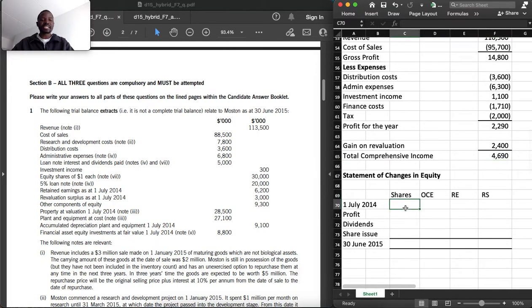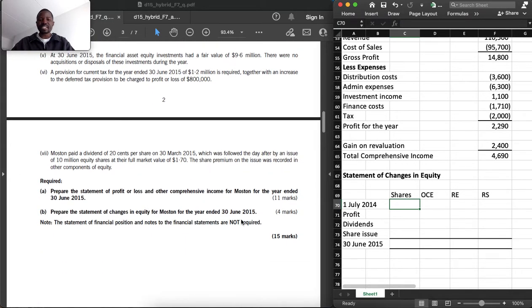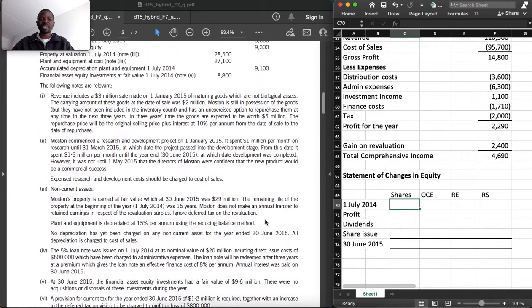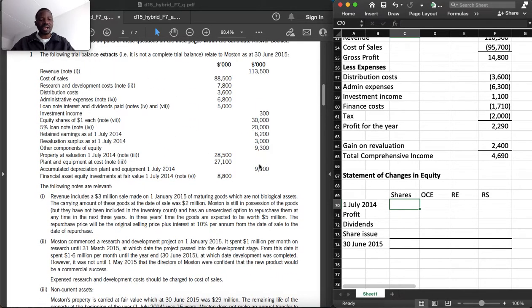Then let's march on and take again our 4 marks that is left for the statement of changes in equity. Here we are seeing 30,000, but during the year 10,000 was issued. So we started with 20,000. Other components of equity, we have got 9,300, of which during the year 7,000 was added. Retained earnings, it's 6,200. Revaluation surplus, we have got 3,000.